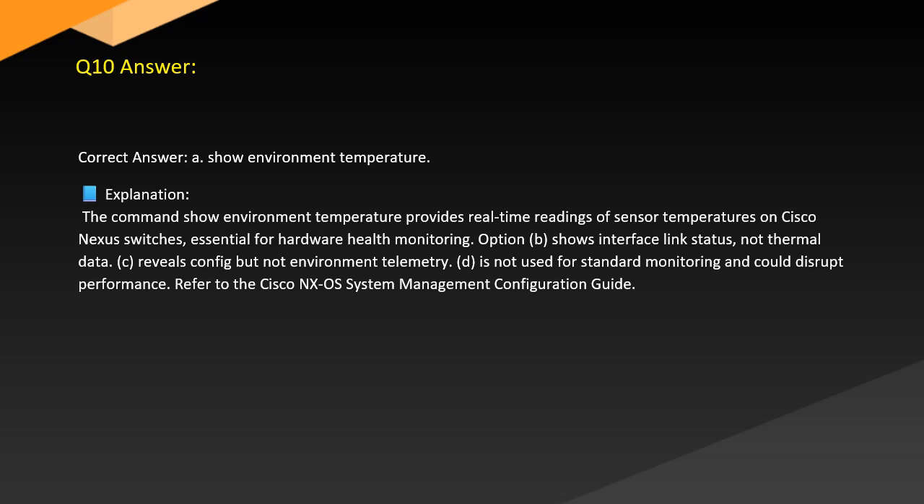Answer. Correct answer A. Show environment temperature. Blue Book explanation: The command show environment temperature provides real-time readings of sensed temperatures on Cisco Nexus switches, essential for hardware health monitoring. Option B shows interface link status, not thermal data. C reveals config but not environment telemetry. D is not used for standard monitoring and could disrupt performance. Refer to the Cisco NX-OS System Management Configuration Guide.